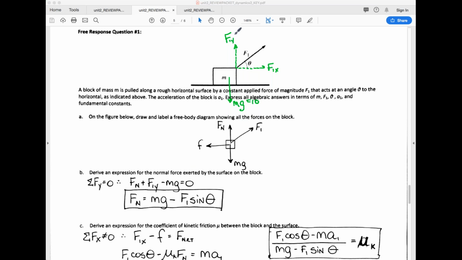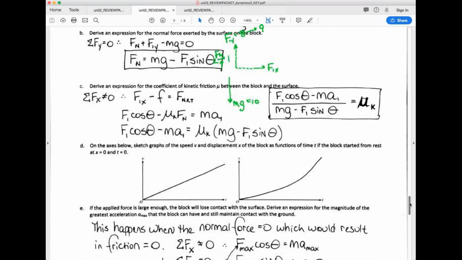If the y component of F1 is 8, then the normal force will only be equal to 2. And as this force, F1, gets larger, and maybe goes from 8 to 9, then the normal force gets smaller. It goes from 2 to 1. And eventually, if F1 gets so big that the y component is equal to the weight, there is no more normal force. At that point, the box just starts to lose contact with the ground.